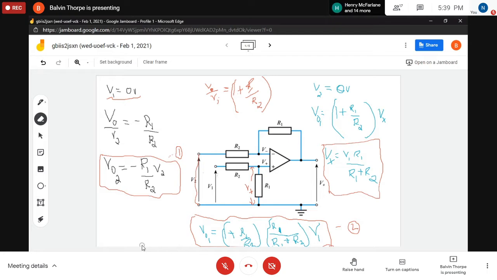Ms. Robinson, do you concur? Sir, this is correct. You're saying that this is correct, right? Yes, sir. For current, you use the opposite resistor.